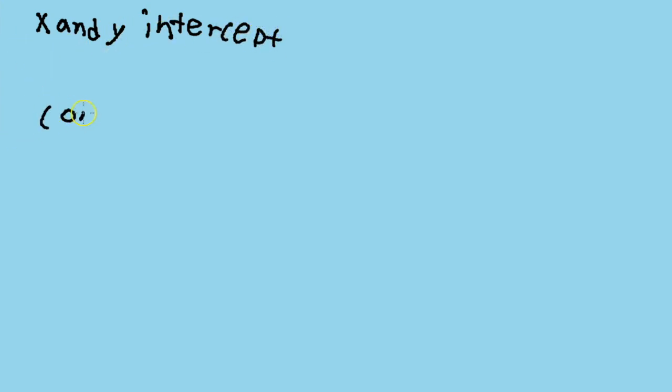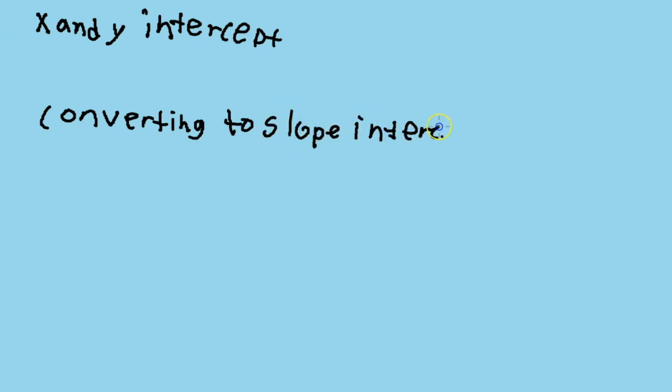And converting to slope-intercept. Slope-intercept. Alright. So, we're going to go over x and y intercepts. We used this as an example in the last video. Maybe it was 3x plus 2y equals 6. But it's a good example, nonetheless, for finding the x and y intercepts.